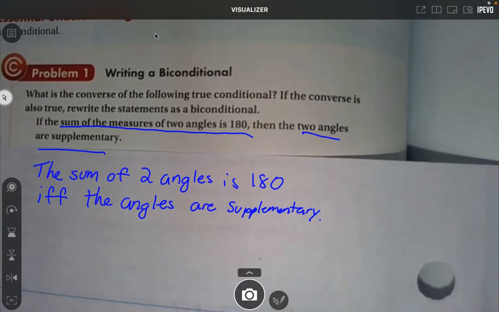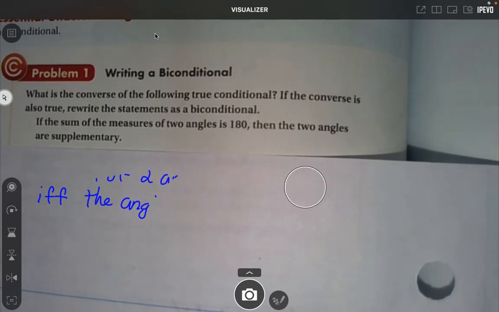Do we get this? I told y'all it's a lot of words. It's not science, it's more English right now. So the sum of two angles is 180 if and only if the angles are supplementary. And that should make sense, because if they're supplementary, they're 180. If they add to 180, they're supplementary. Can I erase that, or does anybody need to write that? Do we understand what a biconditional is? We do. You just take out the if, and you change it with an if and only if. Only if they're both true.